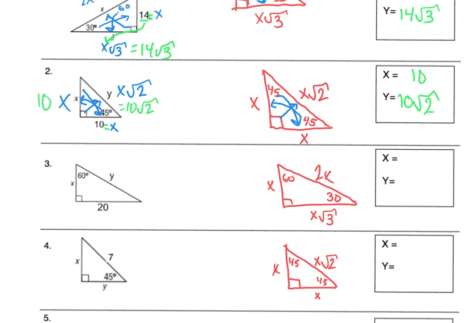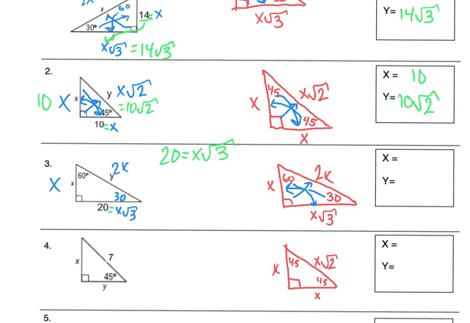All right, number 3. Same process. So again, we have a 30, 60, 90 triangle. Across from 30 is x, so I'm going to call this side x. Across from 60 is x radical 3, so I'm going to call this side x radical 3. And across from 90 is 2x, so I'm going to call this side 2x. This time, our equal sign is going to go here. That's the number they give us. So we have 20 equals x radical 3.